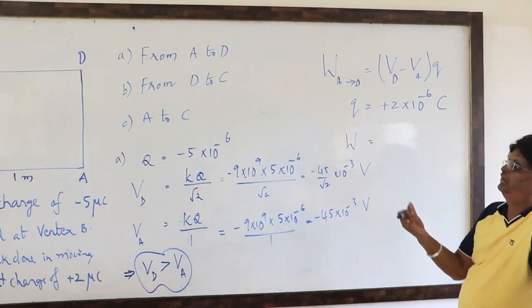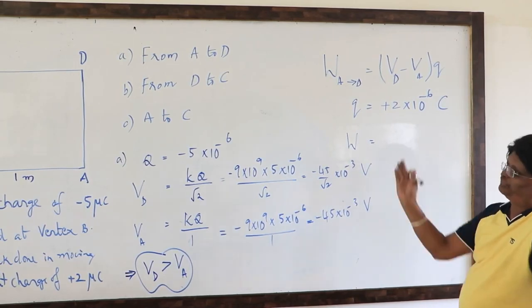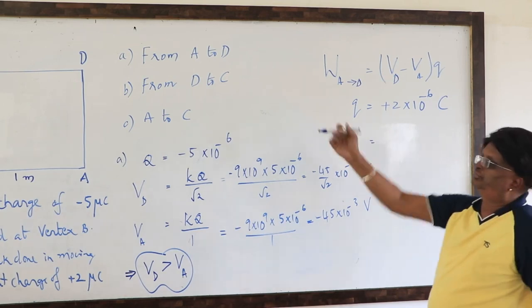Now here from A to C, look at that geometry. Look at that geometry. D to C is also there. D to A, D to C.